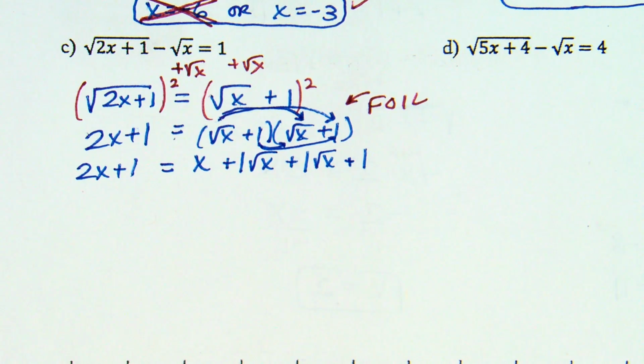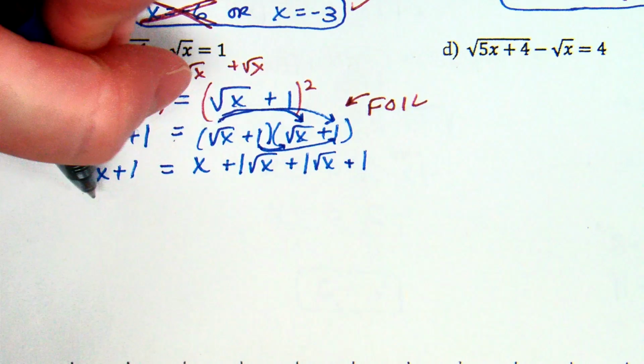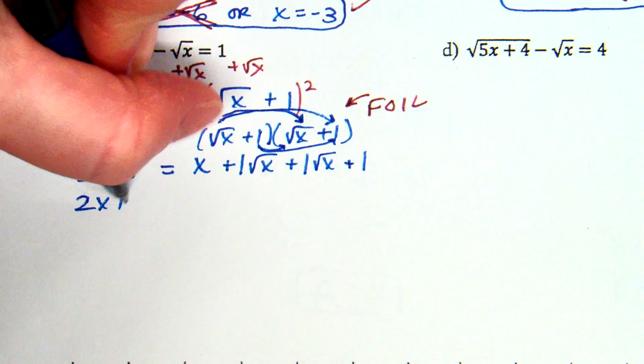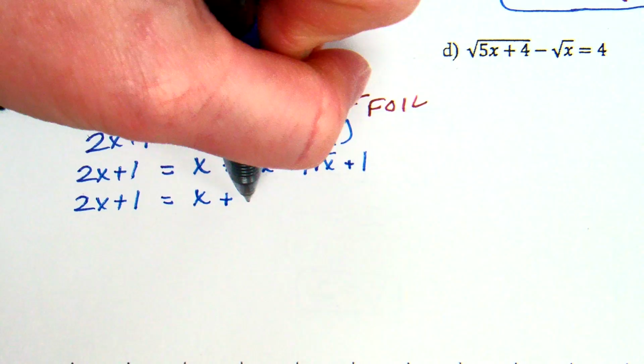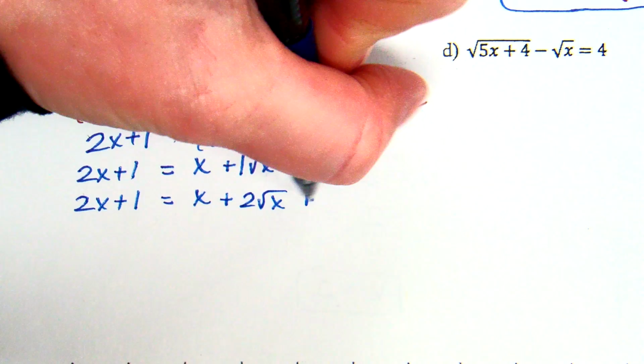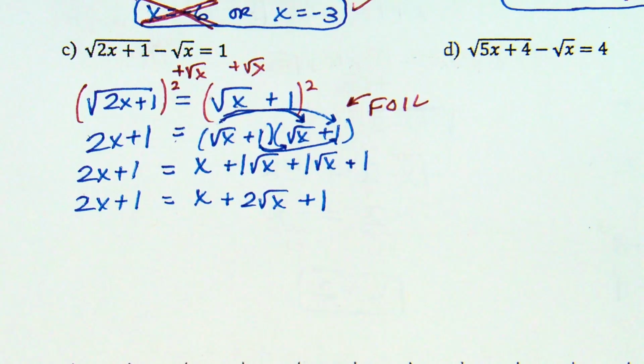So what is 1 square root of x plus 1 square root of x? I heard it. 2 square root of x, yes? So I still have 2x plus 1. I have x. 1 square root of x plus 1 square root of x is 2 square root of x plus 1. What do I still have hanging around? A square root. Okay, guys, so we still have a square root hanging around. Now, good news, we went from having 2 square roots to 1 square root.